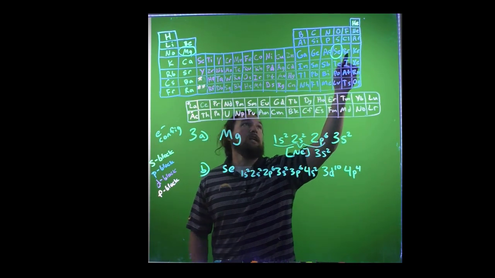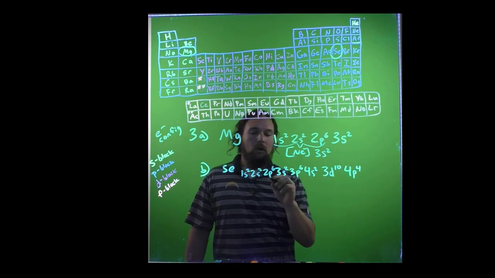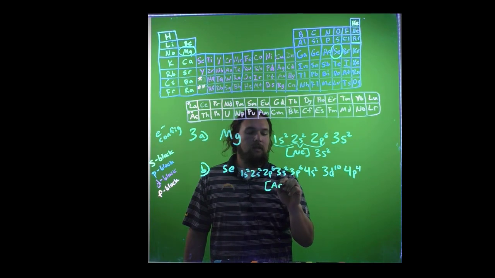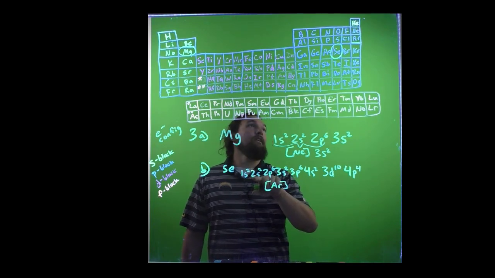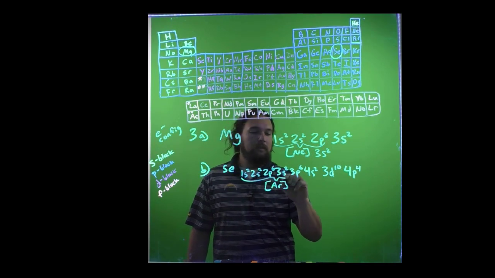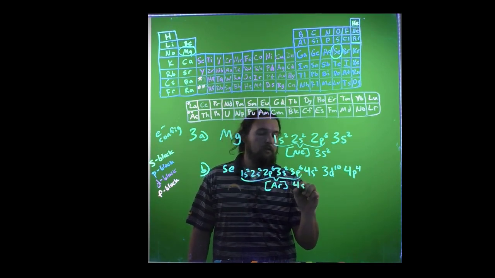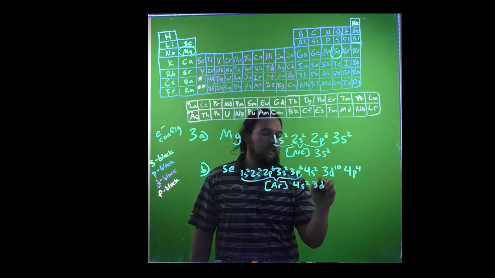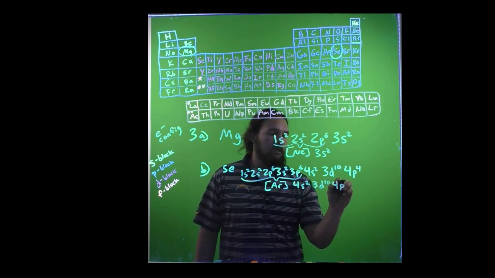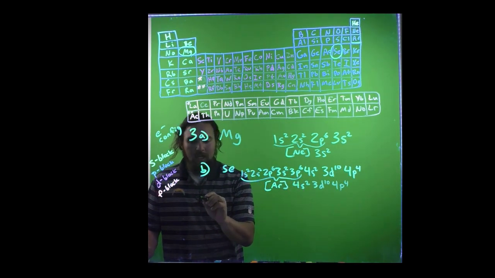Once again, using the shortcut, the noble gas closest behind it would be argon. So if we put argon in brackets, that represents everything up to 3p6. So instead of writing all of those, we can just write [Ar] 4s2, 3d10, 4p4. The next one is actually an ion, and it's Fe3+.